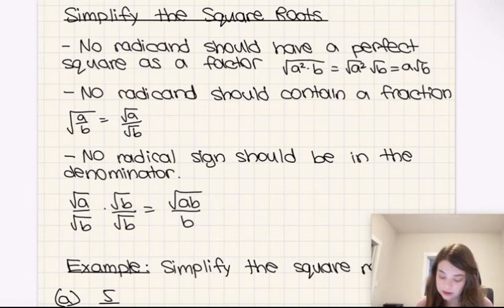So the first thing we need to check is that no radicand should have a perfect square as a factor, right? Or if it's a cube root, same thing. It shouldn't have a perfect cube as a factor, right? If it does, that means we need to simplify it further.